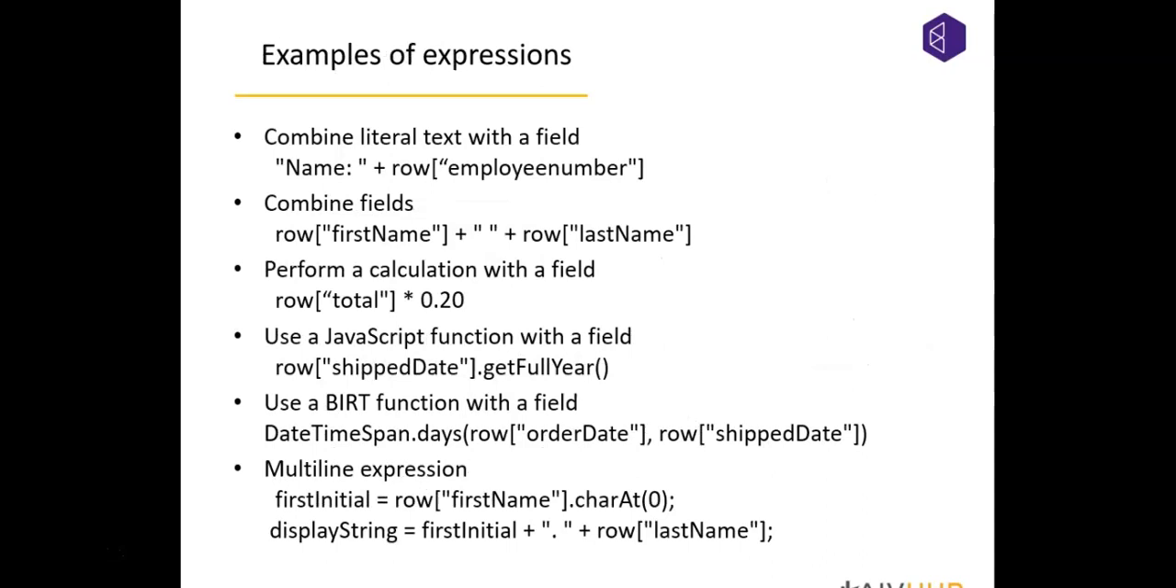In the first, you can see it's mentioned to combine literal text with a field. One is static text and one is the employee number we are fetching from the data. Now there is again an expression, combine fields, where both pieces of data are coming from your database. Here you are performing a calculation: one is the data coming from your database, and you are multiplying it with a static value. Then you have a function, where you are applying a function to a particular field, using the BIRT function with a field. Then you have the multi-line expressions.